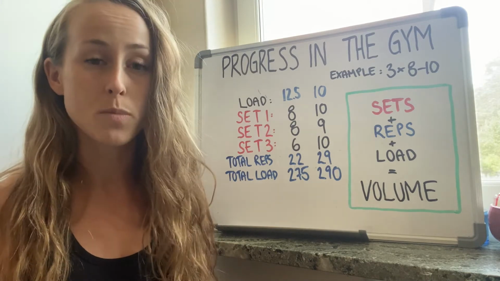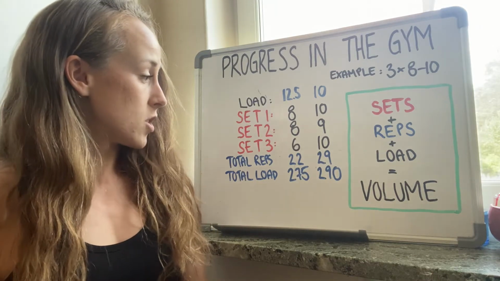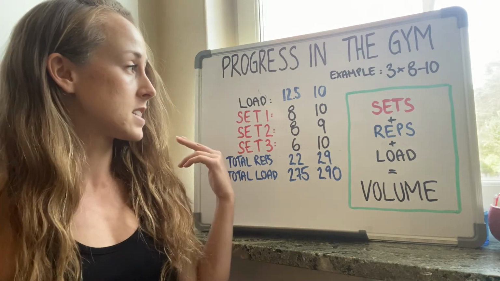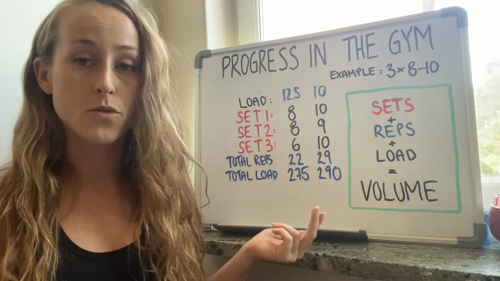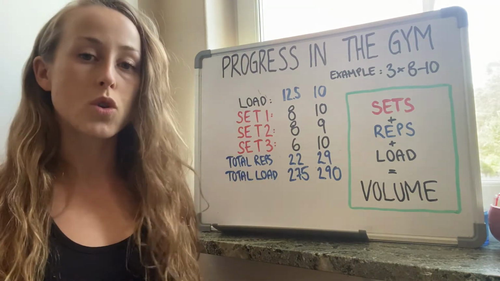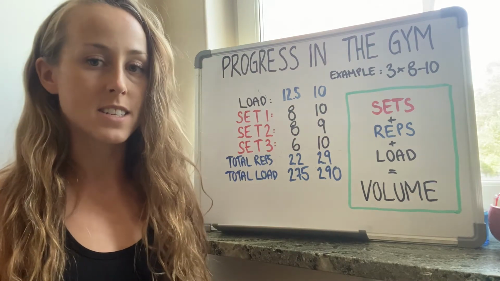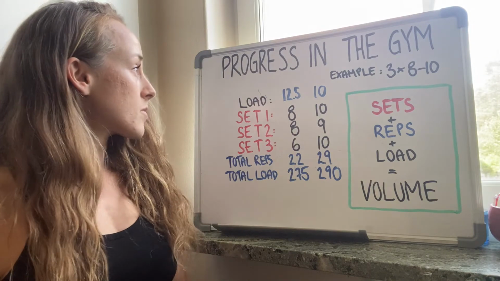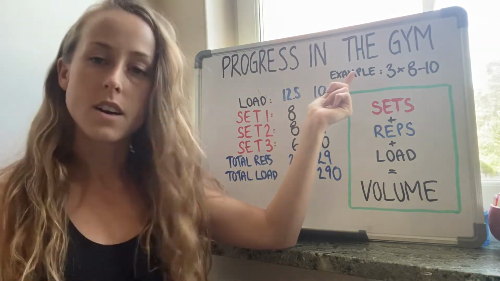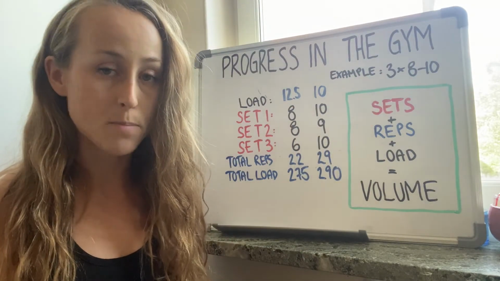Another one would be to look at the rest periods that you have. For today, we are going to be focusing on volume, what that really means and how we calculate it. We look at the amount of sets times the amount of reps times the load that you're lifting. That gives you the total tonnage, or the total kilos that you lifted for one particular exercise. In this example, I've given Karen an incline dumbbell press, 3 times 8 to 10 reps.